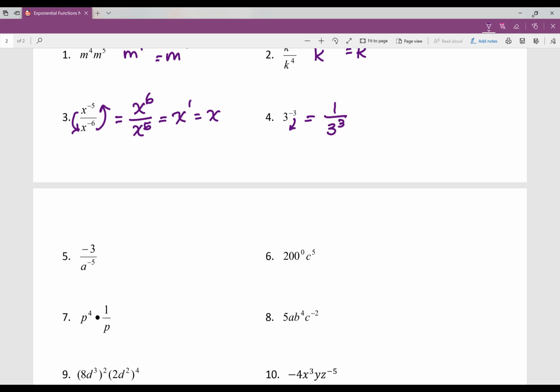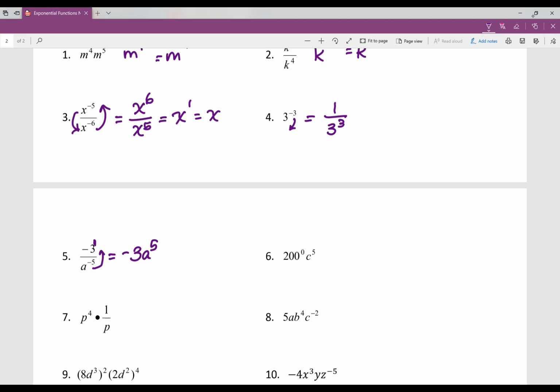Now, this negative out here does not change anything because this is a power of 1. So this power of 1 says, leave me where I'm at. But this negative power says, flip me up. So this gives me negative 3a to the 5. Not negative bases, but negative powers flip. Okay, so be careful with that.